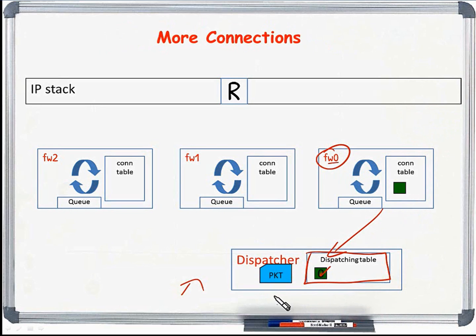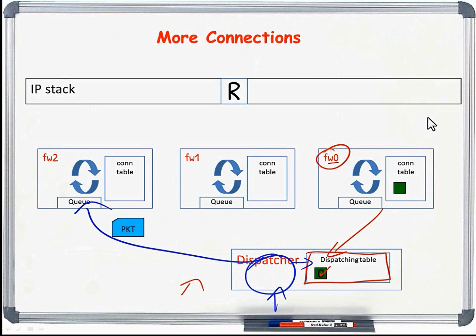So another packet now comes in. It comes into the dispatcher. In the dispatch table, is that packet known? No, it's not known, so it makes an arbitrary decision. That's forwarded up to a firewall worker. The firewall worker processes that packet, looks in the rule base to see if that packet is allowed. It is allowed, updates its own local connection table, and then will update the dispatcher about that connection.